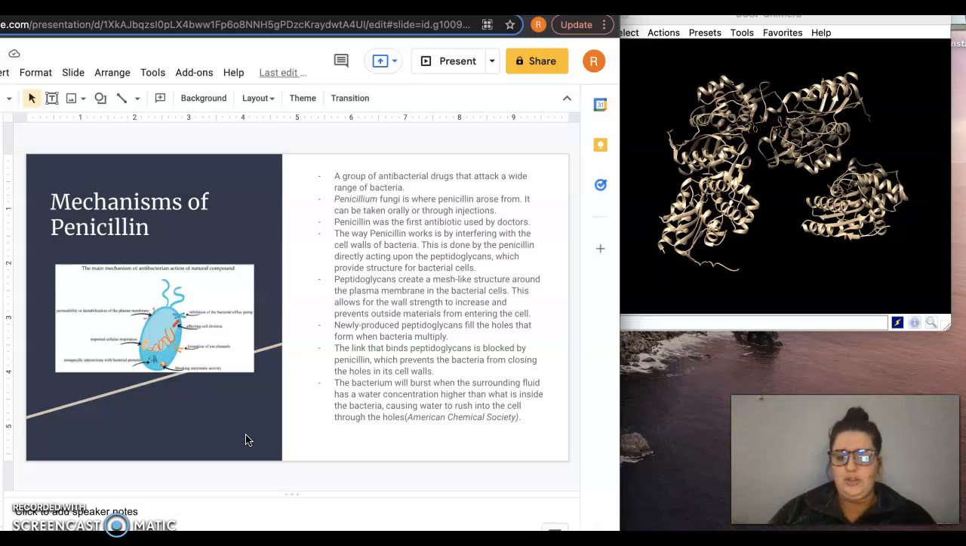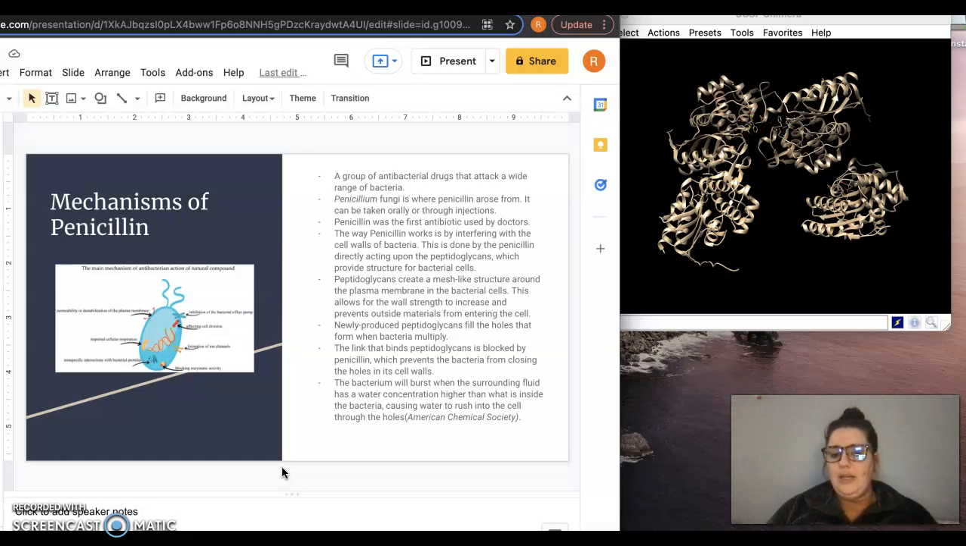Peptidoglycans create a mesh-like structure around the plasma membrane in the bacterial cells. This increases the strength of the walls and prevents outside materials from entering the cell that can interfere with the bacteria's function and growth. The newly produced peptidoglycans fill the holes that form when the bacteria multiply, so the link that binds the peptidoglycans is then blocked by penicillin, and this prevents the bacteria from closing the holes in its cell walls.